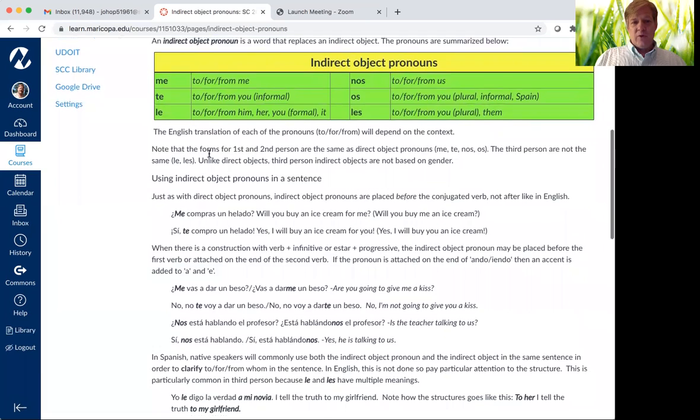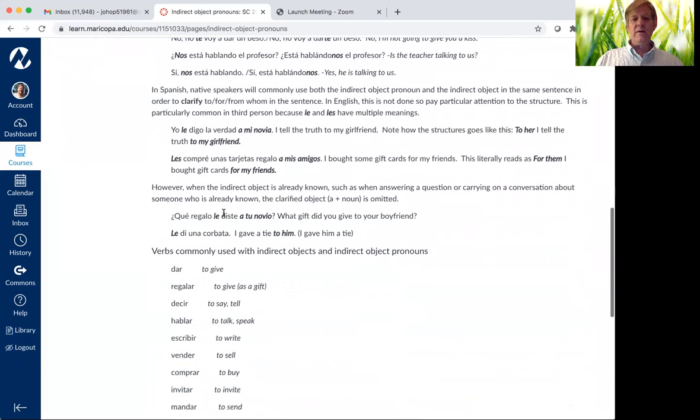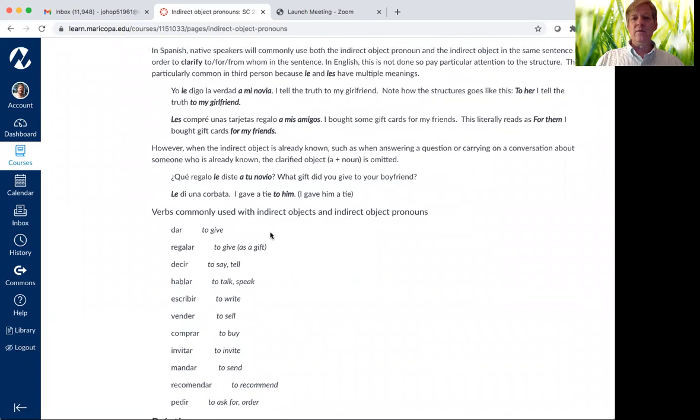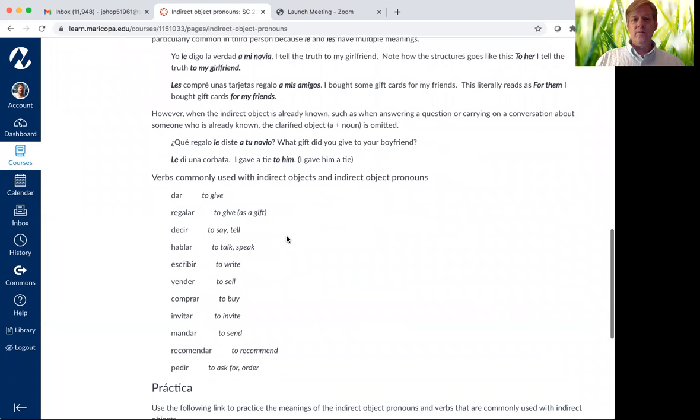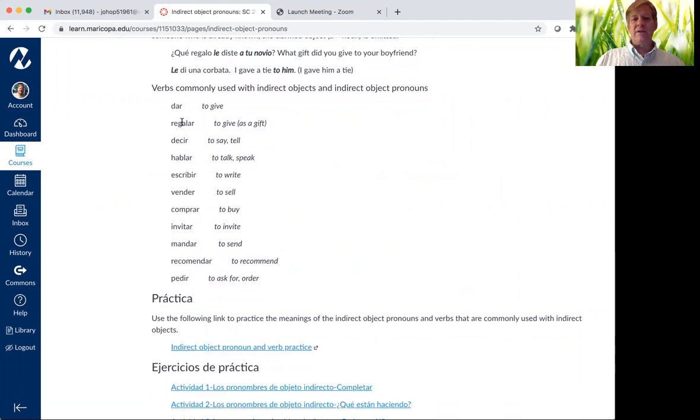Bien, so here you have those, and then an explanation that you can read through. Bien. Here are some common verbs that we've given you. These verbs take the indirect object pronouns frequently.